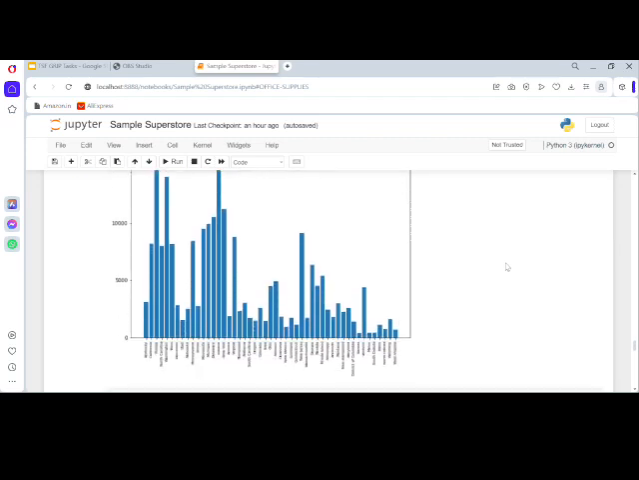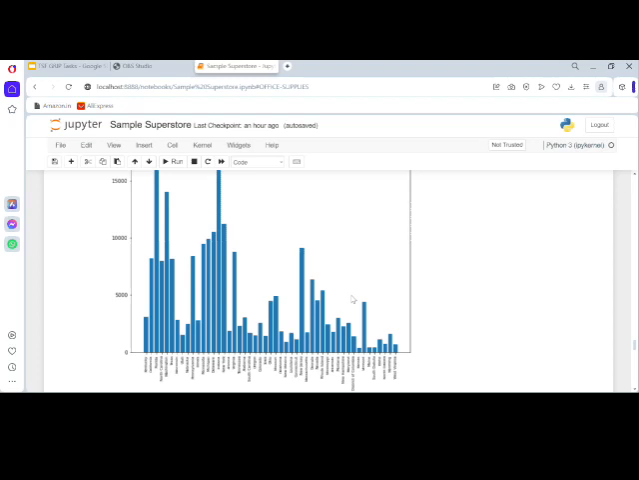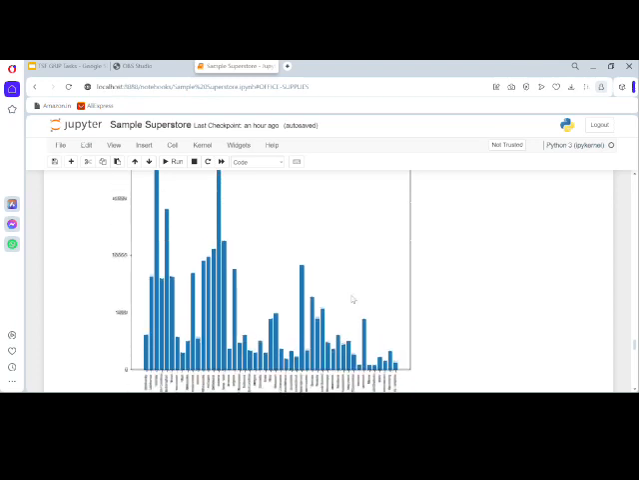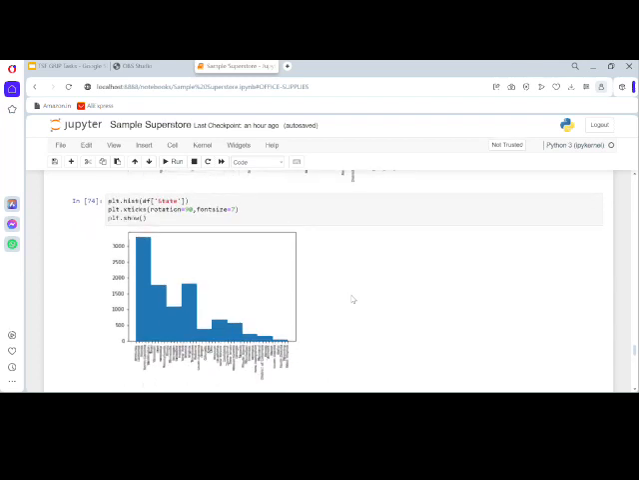We can see the sales of different states. The highest is of California. It's a different histogram of the states and their sales. This is how it is decreasing from the first to the last.